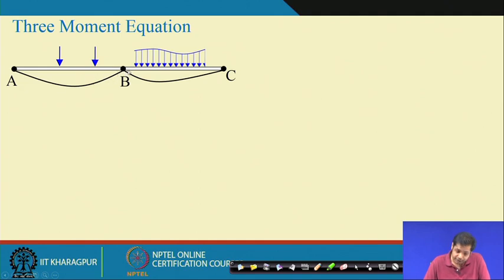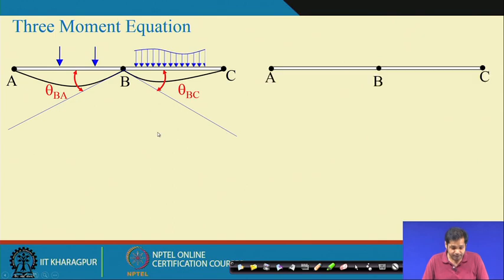deformed shape is continuous at B, but it is not differentiable at point B. The slope is not continuous at point B, because the rotation of segment A B and rotation of segment B C could be different. Suppose theta B A is the rotation at B in segment B A, and theta B C is the rotation at B in segment B C. This is the basic determinate structure subjected to external load.